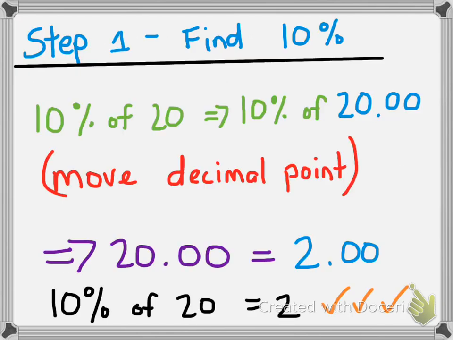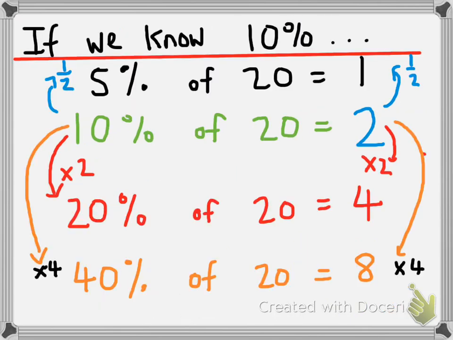So, step number 1, find 10%. So let's take 10% of 20. So 10% of 20 can be written as 10% of 20.00. Now I'm going to move the decimal point. So 20.00, move it one place to the left, it becomes 2.00. So therefore 10% of 20 equals 2. And we get 3 orange ticks.